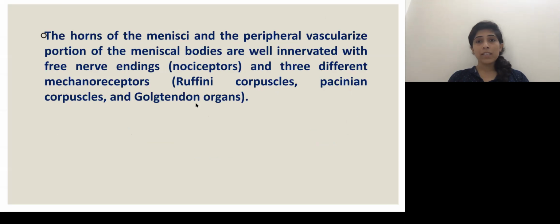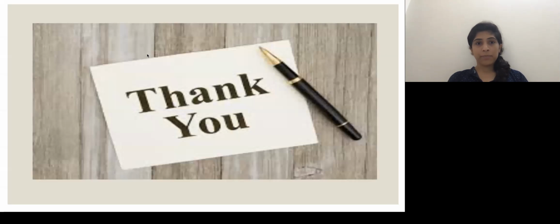The horns of the menisci and the peripheral vascularized portion of the meniscal body are well innervated by free nerve endings, that is nociceptors, and three different mechanoreceptors: Ruffini corpuscles, Pacinian corpuscles, and Golgi tendon organs. These are the free nerve endings, and as a result, it has proprioceptors. It contains these types of mechanoreceptors and proprioceptors, which give awareness and send information or messages to the brain.